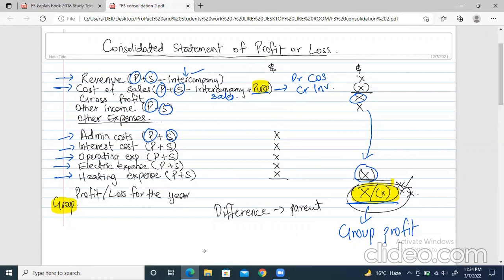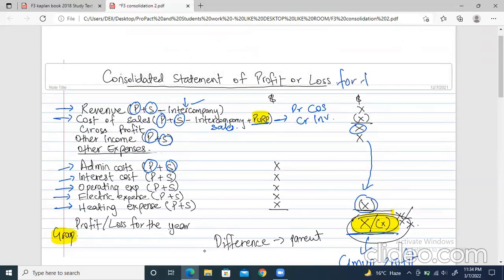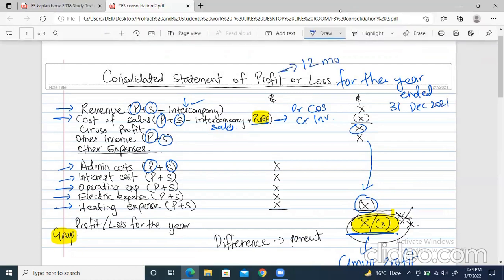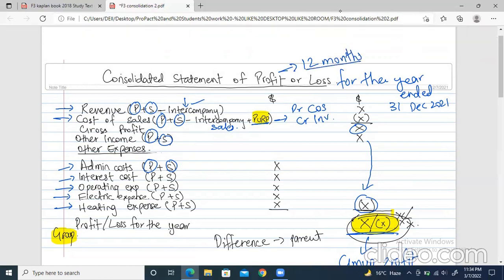Now you remember that when I made the sole trader's profit or loss, the normal statements, not the consolidated one, I wrote the full word over here as for the year ended, right? So profit or loss statement for the year ended, let's say 31st December 2021. So this was basically for the 12 months. You know this as well, that profit or loss is made just for the prior 12 months. It's not like financial position. The only difference between financial position and profit or loss is that financial position is reflecting as at, right? The word over there was as at.